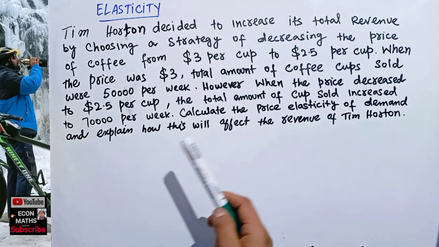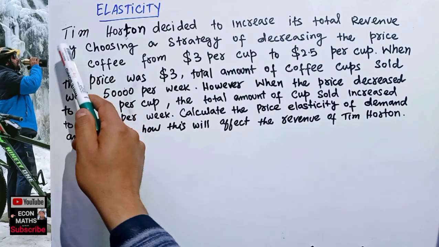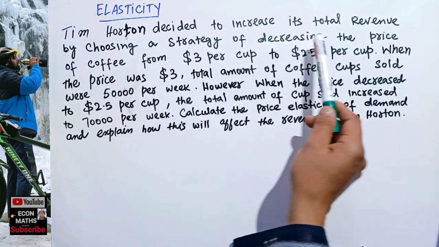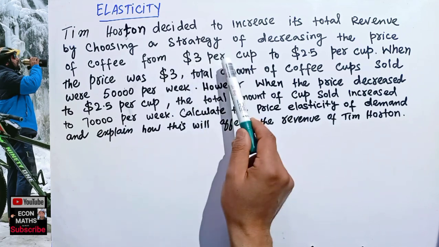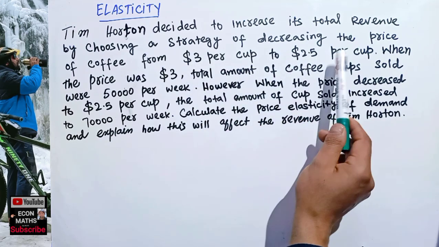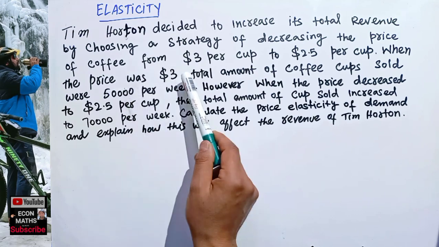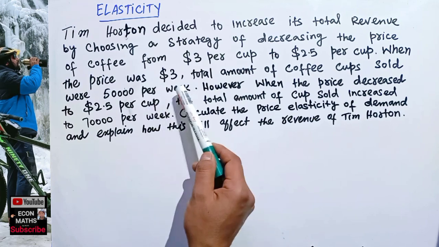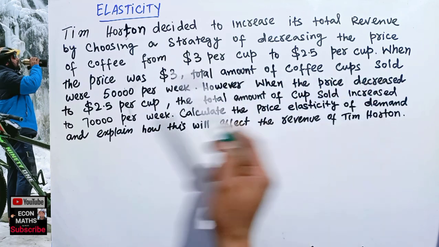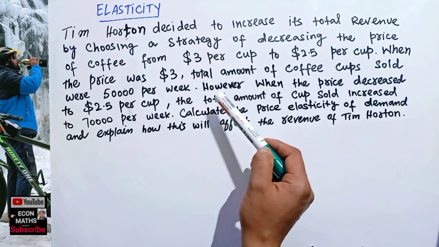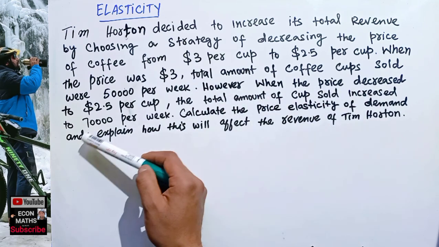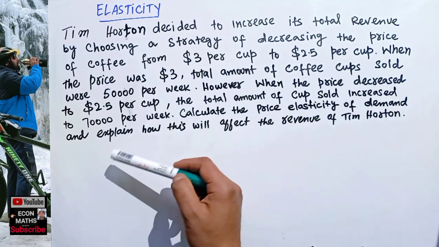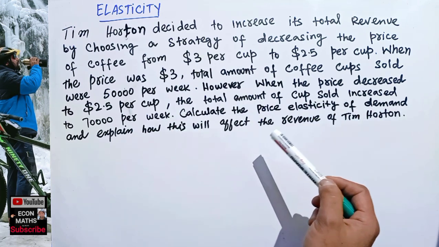Let us solve a question on price elasticity of demand. The question is: Tim Horton decided to increase its total revenue by choosing a strategy of decreasing the price of coffee from $3 per cup to $2.5 per cup. When the price was $3, the total amount of coffee sold was 50,000 per week. However, when the price decreased to $2.5 per cup, the total amount of cups sold increased to 70,000 per week. We have to calculate the price elasticity of demand and explain how this will affect the revenue of Tim Horton.